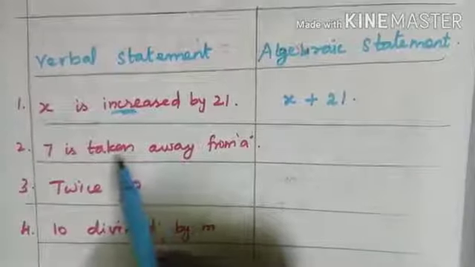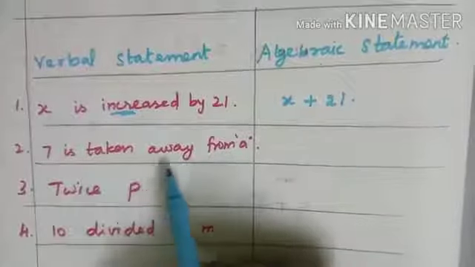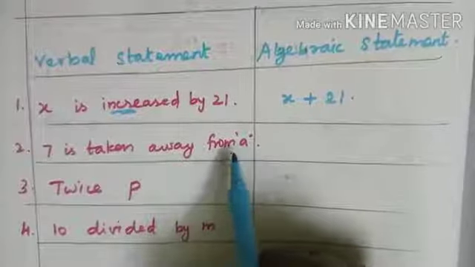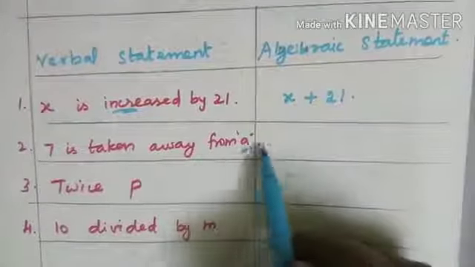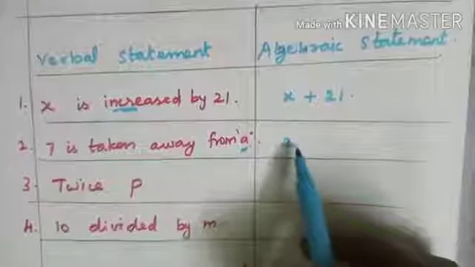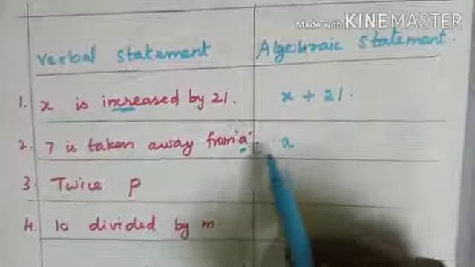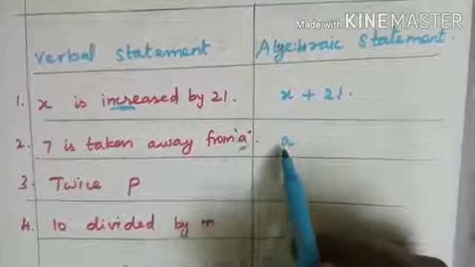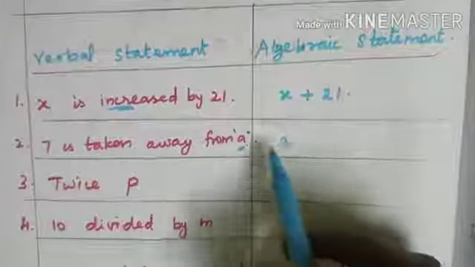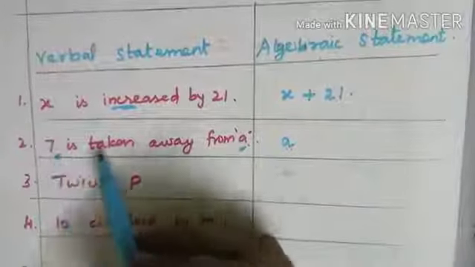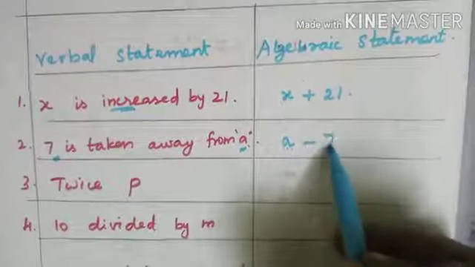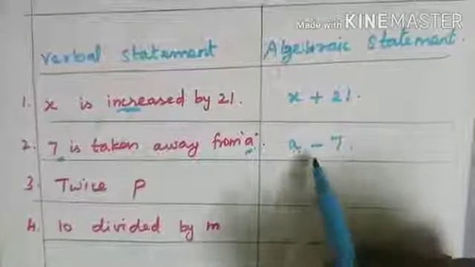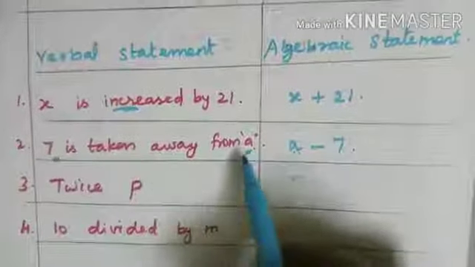Next you see 7 is taken away from a. I told you the words, taken away. From where do we have to take? From a. So this a only we have to write first. Don't write 7 first. From a, what do we have to take? 7. Taken away means what symbol? Minus. So a minus 7. So this is 7 is taken away from a.